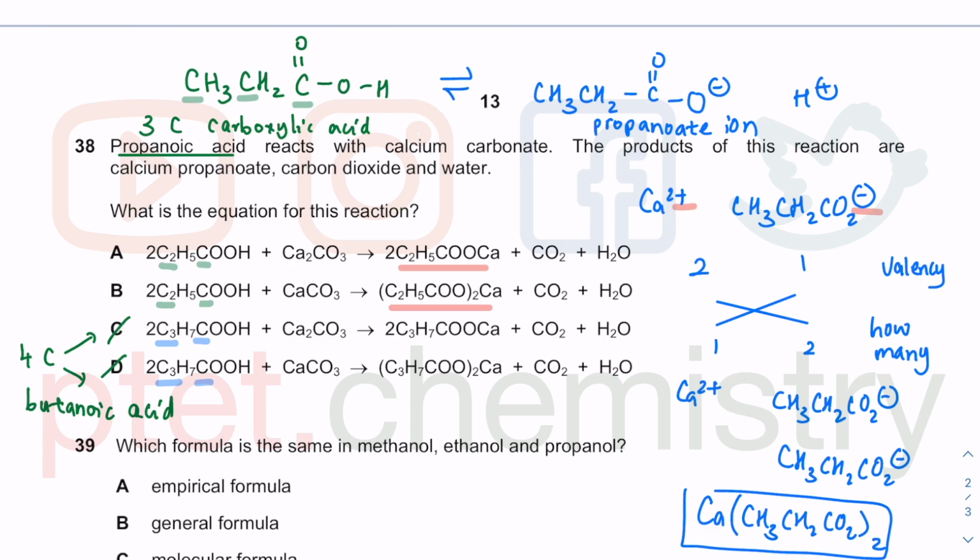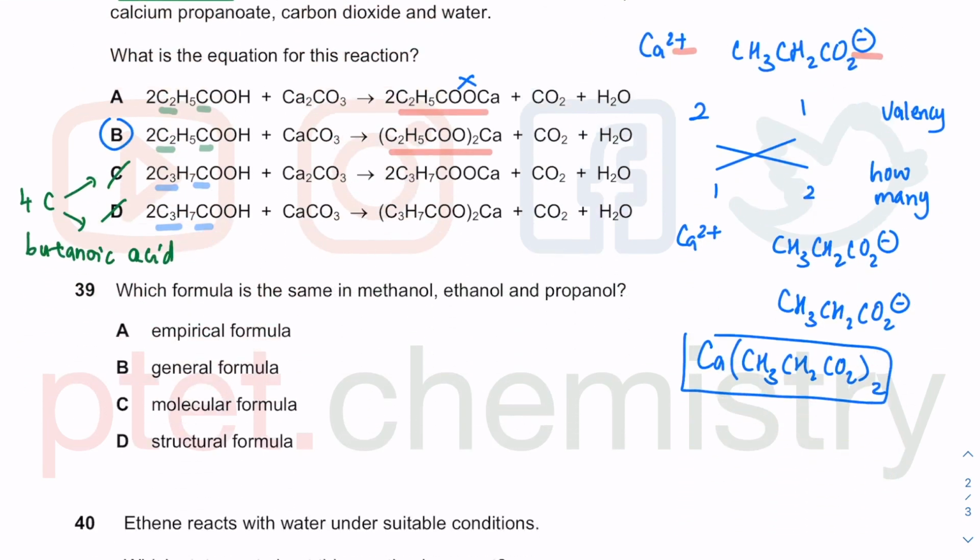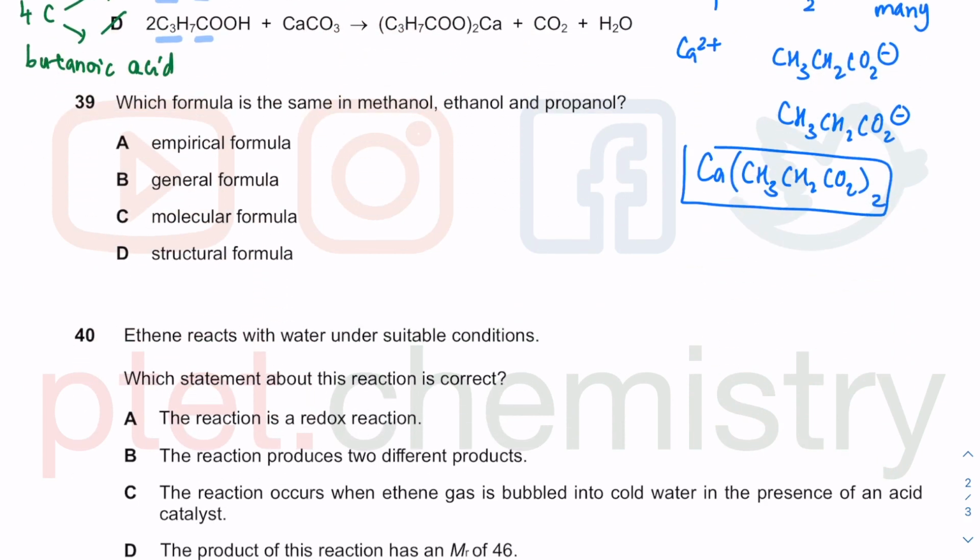Now what has happened here is they put the propanoate first, and that is fine, but you must have 2 of them and not 1 of them, and therefore B must be the correct answer there. Question 39, we have which formula is the same in methanol.